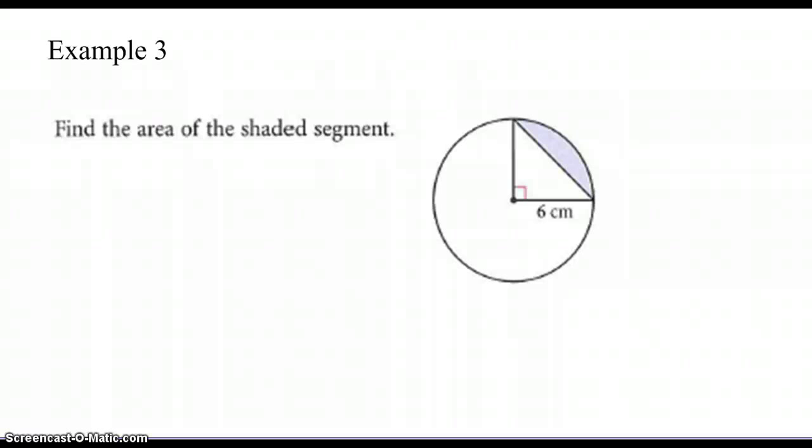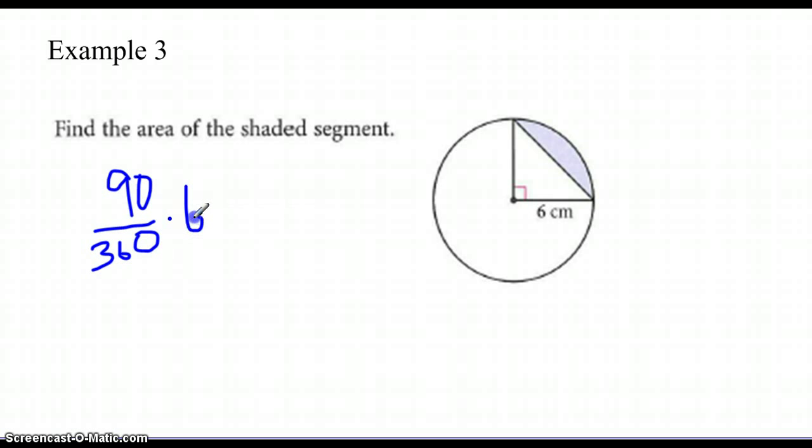So how would I find the area of this shaded segment? Well, I know the radius is 6. I know the central angle measure is 90. So first I want to find the area of the sector. So 90 over 360 times pi r squared. My r is 6, so 6 squared, and then pi, minus the area of the triangle.